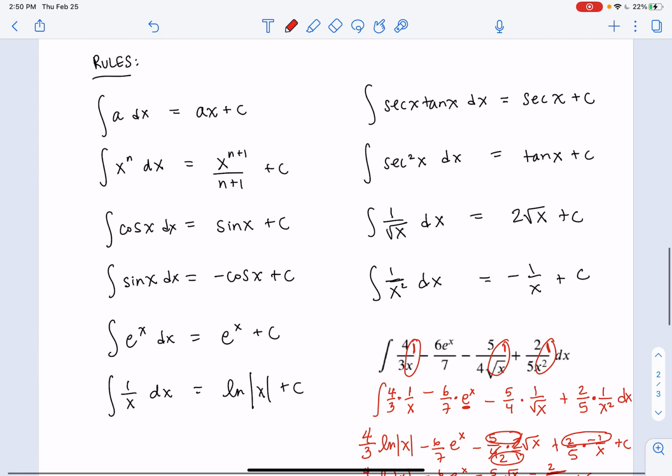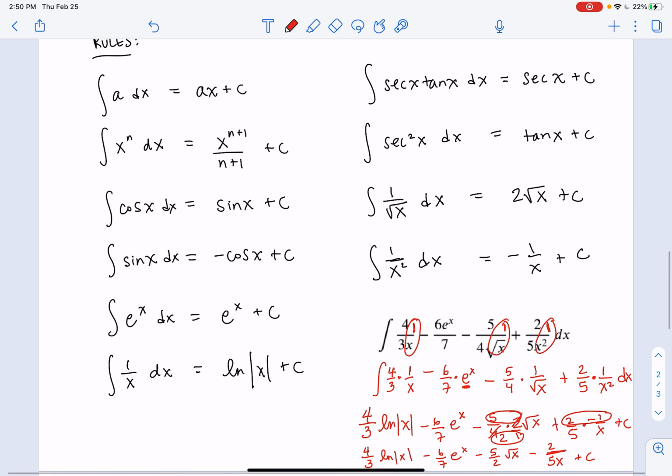So pause the video here, take 60 seconds or 2 minutes or 5 minutes or whatever you need to memorize these antiderivative formulas. Go ahead and actually pause this video.